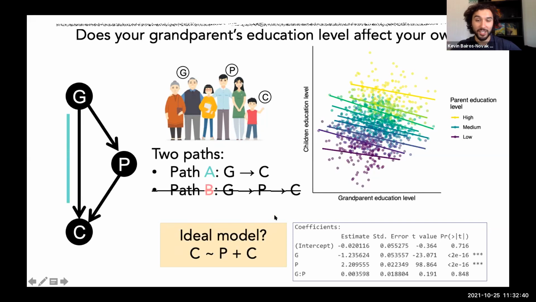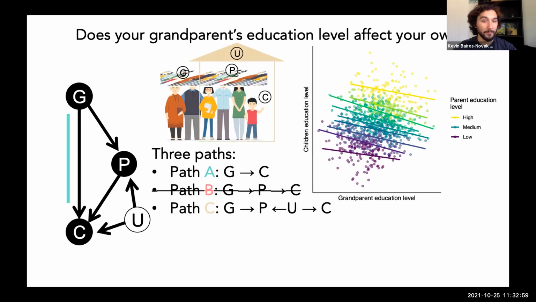C, P plus G. And when we include grandparents and parents, we saw that grandparents had a really strong negative effect. So that was where we saw the weird instance where grandparents cause a negative effect on their offspring, or on their grandchildren, I should say. So what is going on here? This is where we really need to be considerate of confounds that might exist.